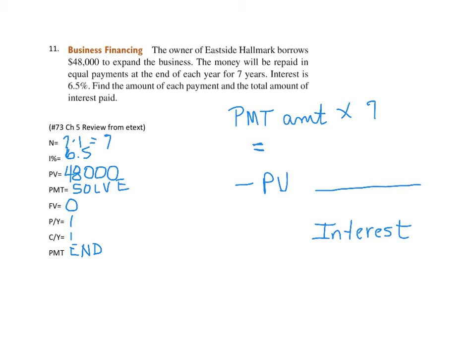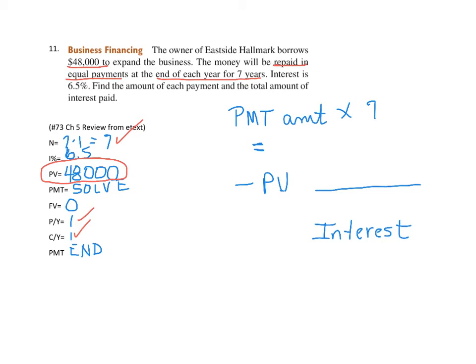So in number 11, we're talking about business financing. And the information we're given is that this business borrows $48,000. That's cash inflow to them today. So that is the present value of a loan. The money is going to be repaid in equal payments, but they're only going to pay those payments at the end of each year for 7 years. So this is not a mortgage because there's no monthly payments. So they're going to make 7 payments, one at the end of each of 7 years, which means the number of payments is 7. Payments per year and compoundings per year is going to be 1.